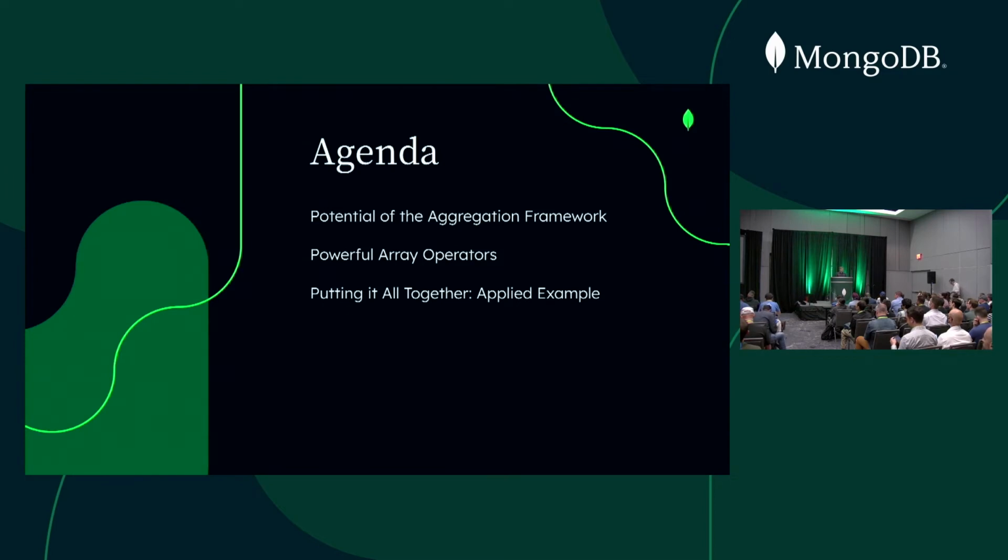We're going to split this talk into 3 parts. First of all, we're going to look at some really cool examples of awesome projects that people have done with the aggregation framework. We're then going to pivot onto a more specific talk about powerful array operators and how they can make the most of modeling data with the document model and one-to-many relationships. And then finally, I'm going to put it all together for you with an applied example, and we'll be looking at some really cool ways of using those array operators. So we've got a really exciting talk for you today.